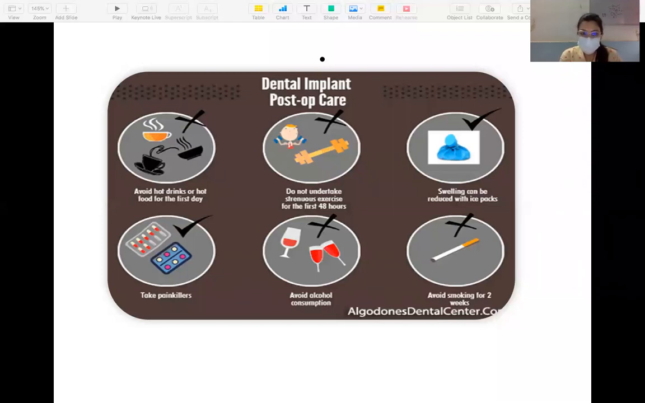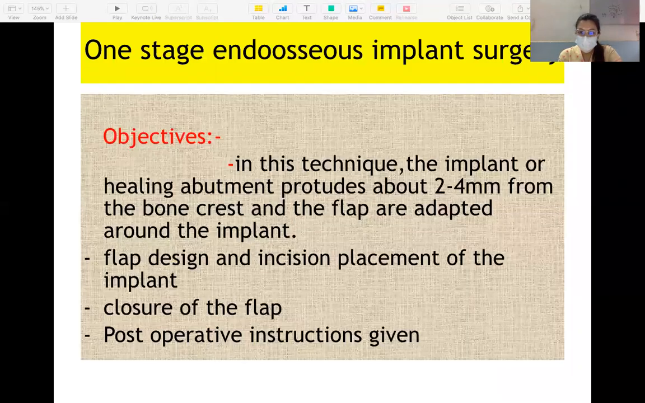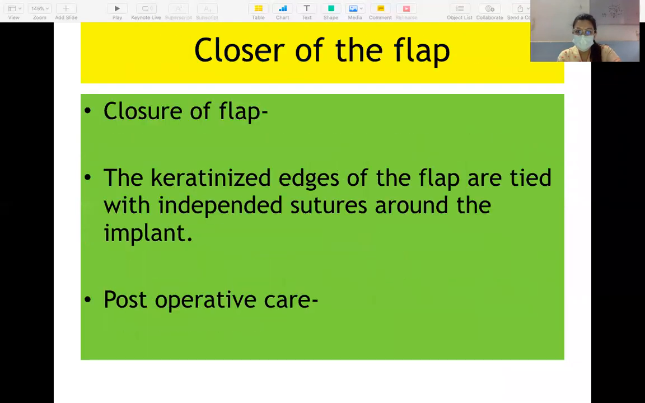You cannot have hot drinks and excessive hot food. No strenuous exercise means the patient is usually instructed not to sneeze very vigorously or open the mouth or rinse the mouth very vigorously. If there is swelling, you have to keep ice packs. You do give medication to the patient like the antibiotic and analgesic coverage, no alcohol, no smoking, etc. One stage technique, I'll not get into the detail of one stage technique.